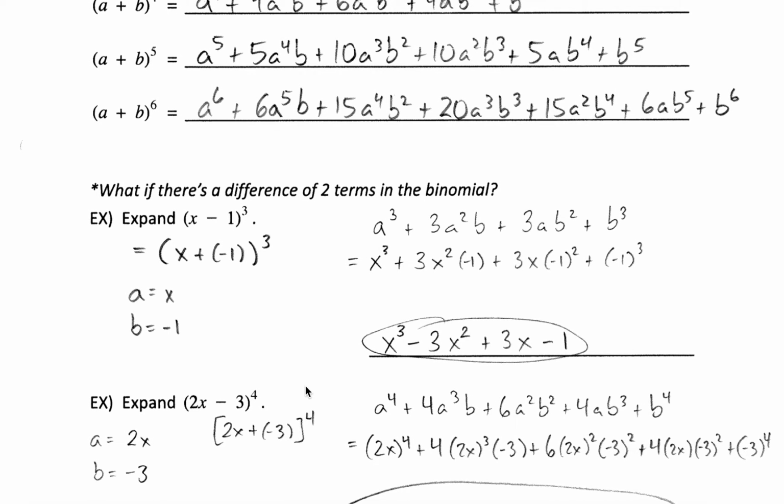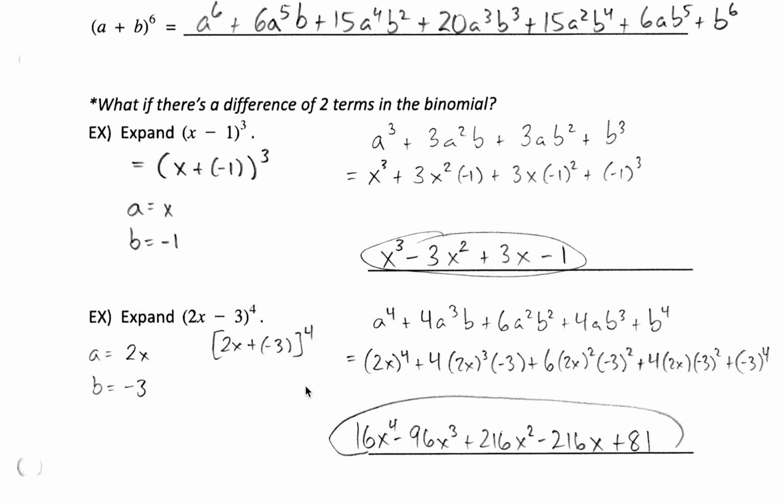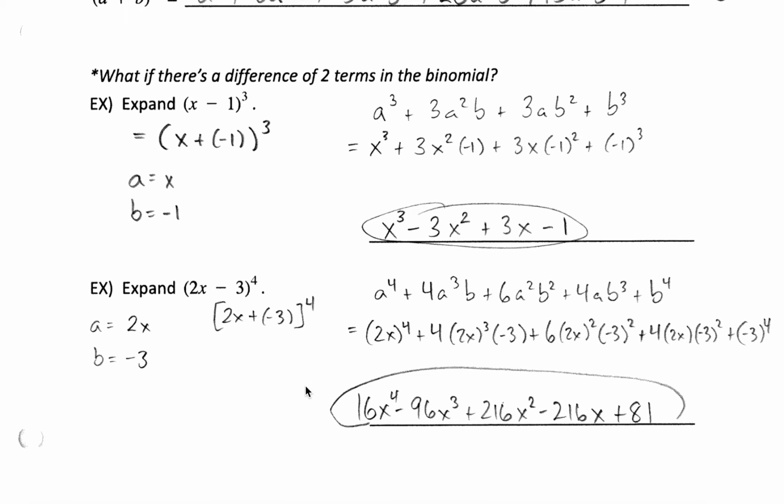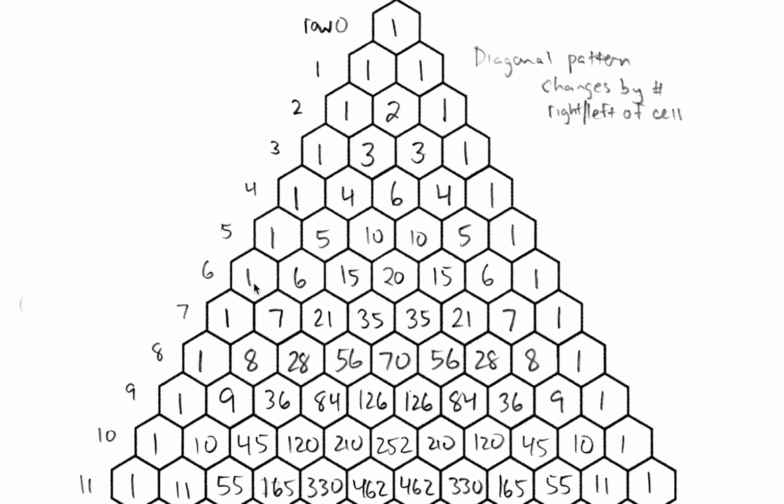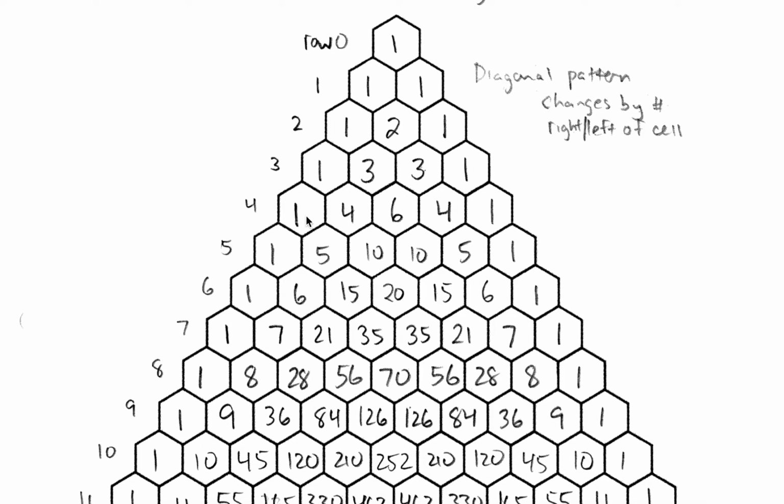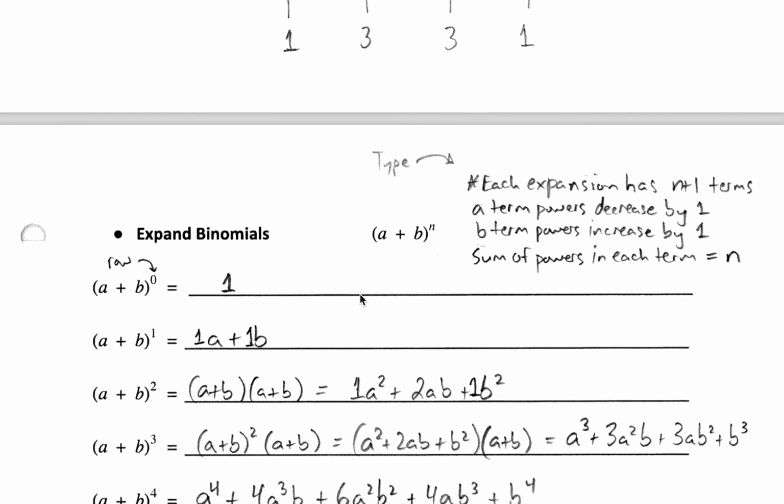You can pause the video if you think you got it, or follow along with the next example. We'll still have one more after this. This time we're going to take the quantity 2x minus 3 and we're going to raise it to the fourth power. So we're looking at the fourth row in our triangle. We're going to use the coefficients 1, 4, 6, 4, and 1.